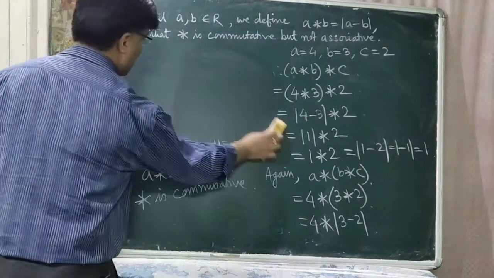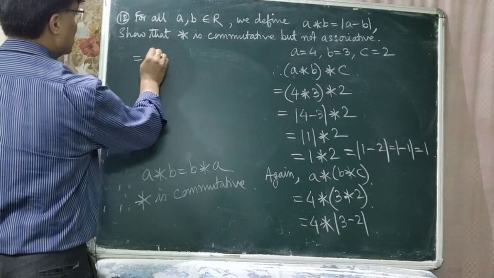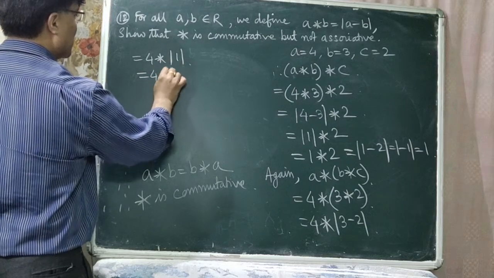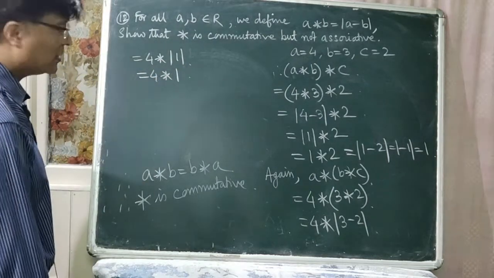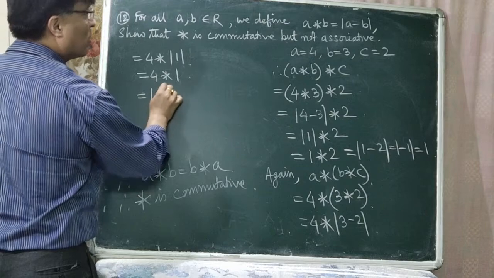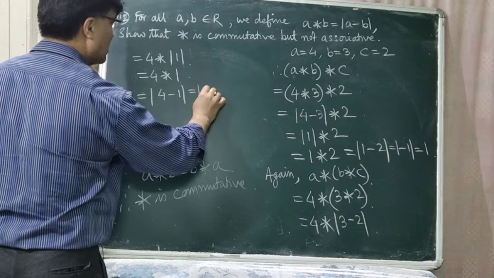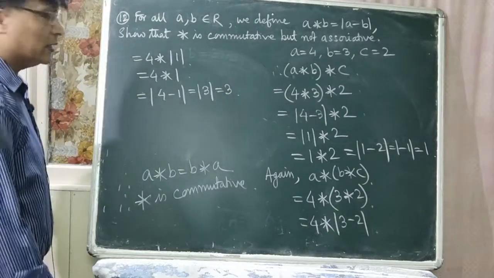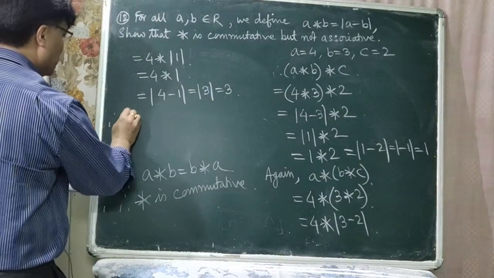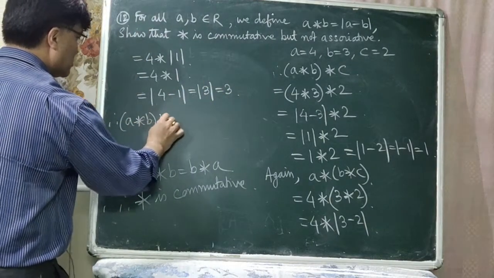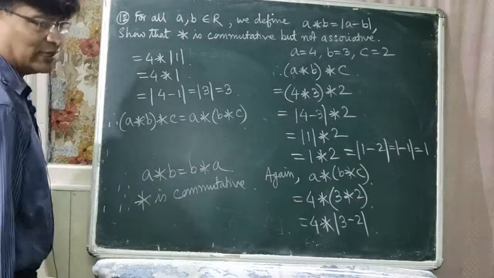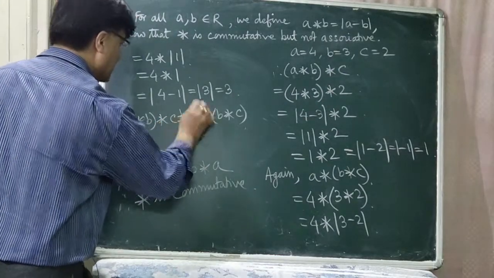Okay. So now next, which is equal to 4 star within mod 3 minus 2 is 1. Which is equal to 4 star within mod 1 means 1. You know that, right? Now again, what is 4 star 1? You can use that definition. So within mod it is 4 minus 1, which is equal to within mod it is 3, which is equal to 3. So are they equal? This is 1 and this is 3. They are not equal. So therefore (A star B) star C is not equal to A star (B star C).